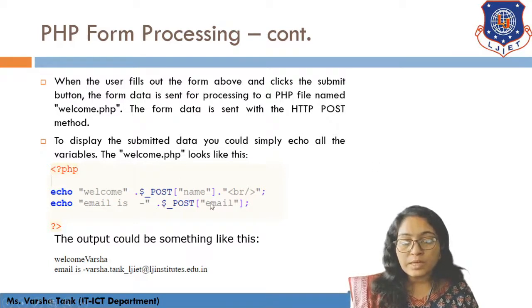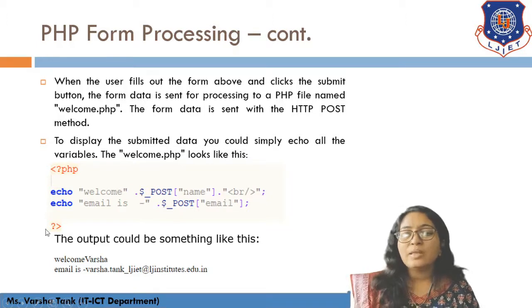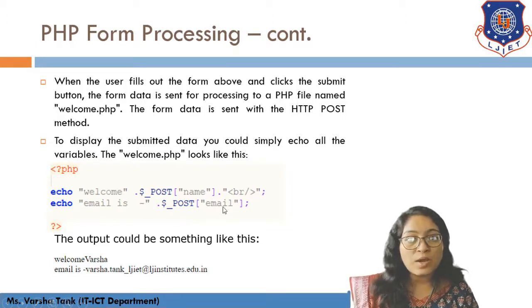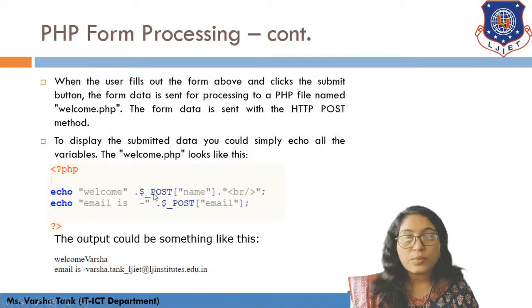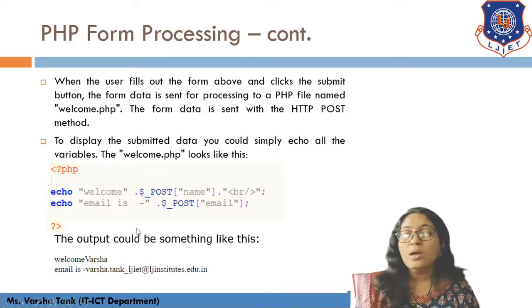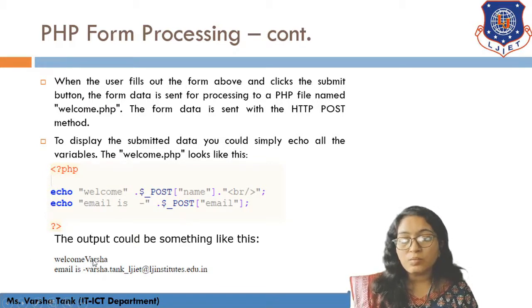Okay, so $_POST name, and then I have defined this break. Then echo email is $_POST email. As we are going to use the POST method, we have defined the POST in the last slide. You can see here, we have defined method is equal to post. So here you have to mention $_POST. If you are going to use the GET method, then you have to write over here $_GET. Now, when we execute this script, what will be the output? Here you can see whatever input you have typed in that text box. So I have typed Varsha and typed my email ID. So whenever I click the submit button, it will display this output in the PHP file.